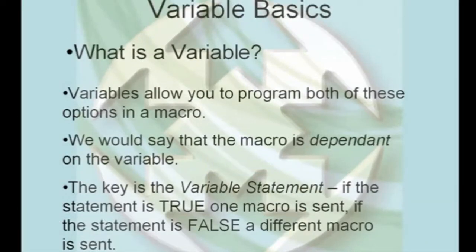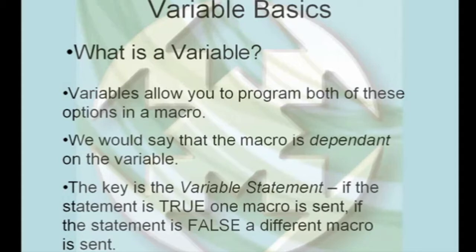So, what is a variable? Well, a variable is what allows you to put both of these macro options onto a single button. It does this by tying the macro to a simple statement like the one we saw on the last screen. We then say the macro is dependent upon the variable. But variables don't work with yes or no questions. Instead, they must be written as true or false, which really is about the same thing.